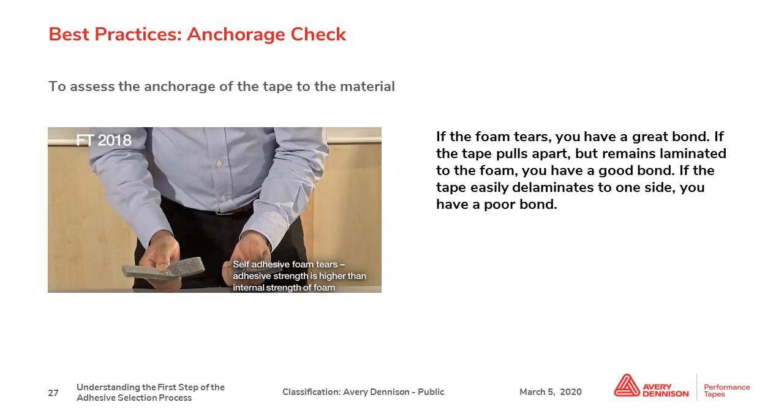Now on the flip side, if you have a tape that is easily delaminating from one side when you pull it apart, that means you have a poor bond. And you have a really, really bad bond, by the way, if you're removing the liner and the tape comes with the liner and it doesn't remain adhered to the foam. We've all been there. It happens.